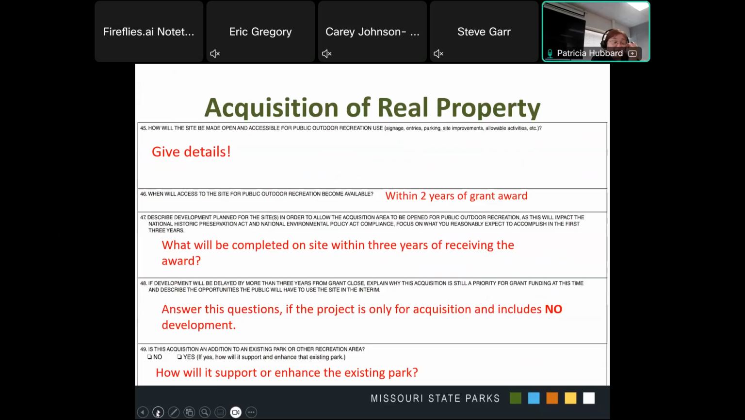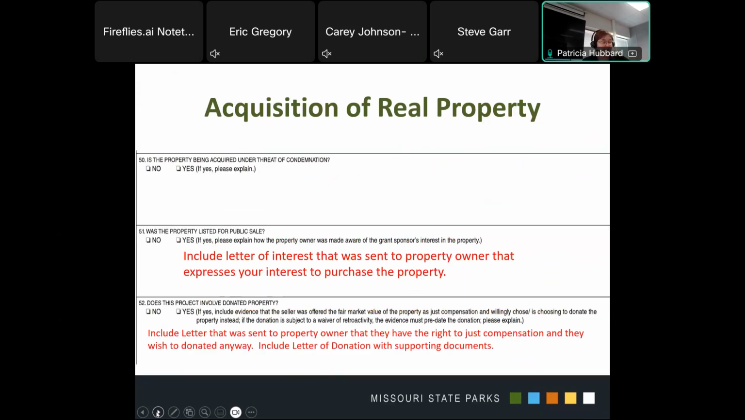49 asks if this acquisition is an addition to an existing park or other recreational area. If it is connected to another park or recreation area, how will it support or enhance the existing park? Please explain that. Question 50 asks if the property is being acquired under threat of condemnation, and if it is, please explain.